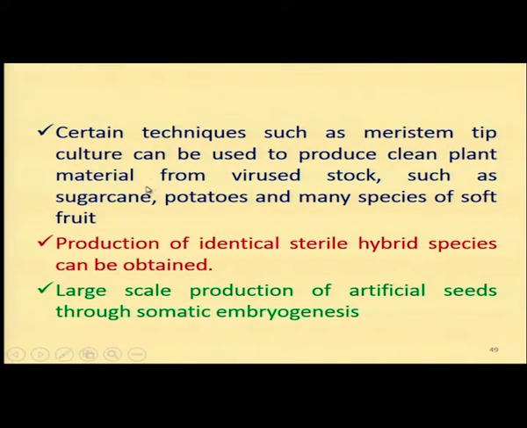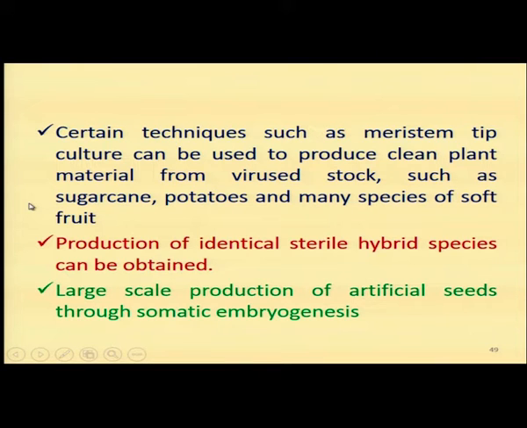Certain techniques, such as meristem tip culture, can be used to produce clean plant material from virus stock, such as sugarcane, potatoes, and many species of soft fruit. Normally, in a plant, from the root tip to the apical tip of the shoot, the plant is interconnected by vascular tissue. So when a plant gets infected by a pathogen, especially viruses, that infection will spread throughout the plant. In the case of viral infection, it is only the apical meristem which is usually free from viruses. All the rest of the parts would have viral particles. If we use the meristem part from an infected plant and create clones, you can get a virus-free stock.